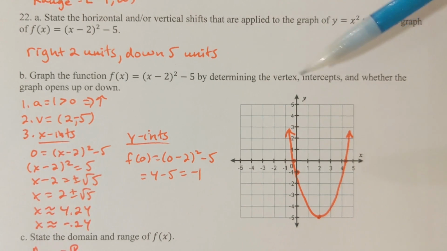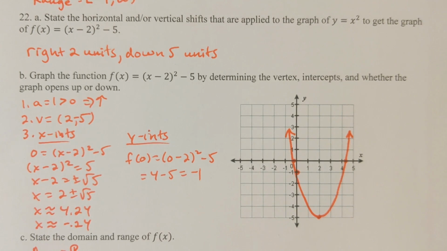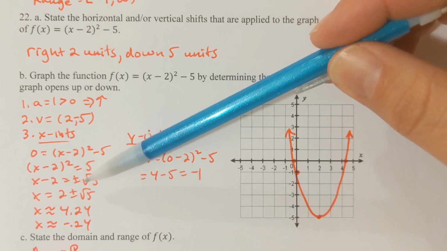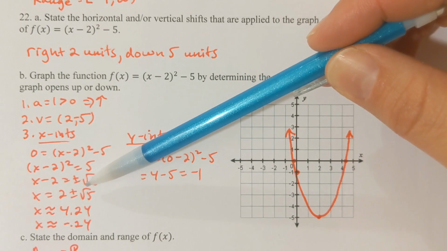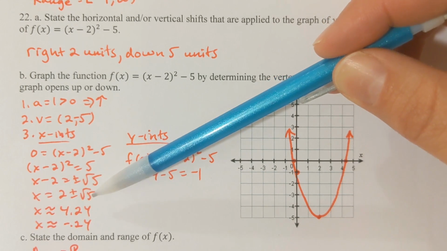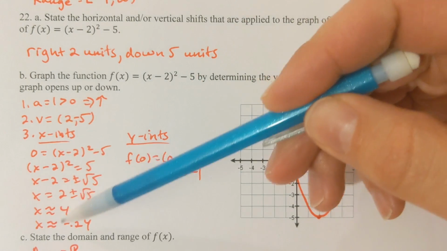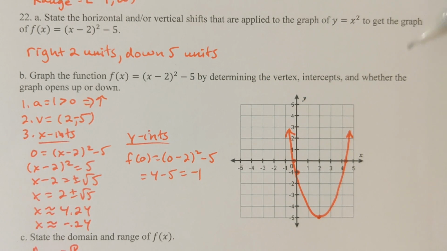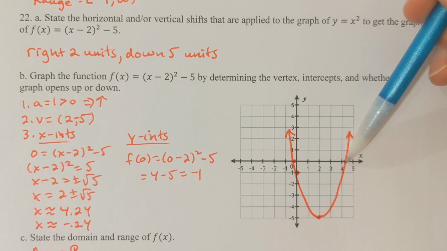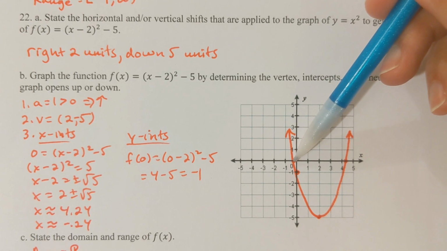Get the intercepts now. So if you set the function equal to 0 and solve for x to get the x-intercepts, let's see, we got to add 5. We'll take the square root of both sides and then add 2. 2 plus root 5 would be 4.24 roughly, and then 2 minus root 5 is negative 0.24 roughly. Okay, so on the x-axis I need to plot a point at roughly 4.24, that'd be about right here, and then also another point at roughly negative 0.24, that'd be about right here.